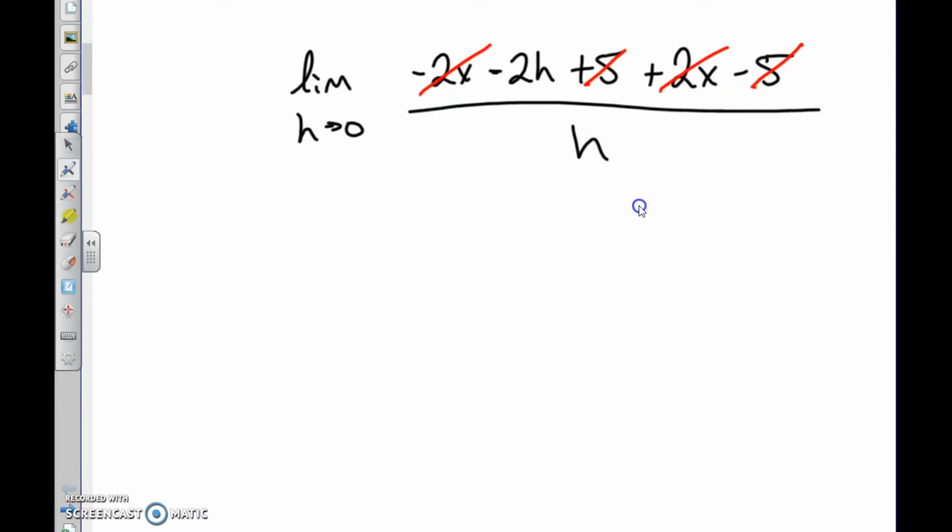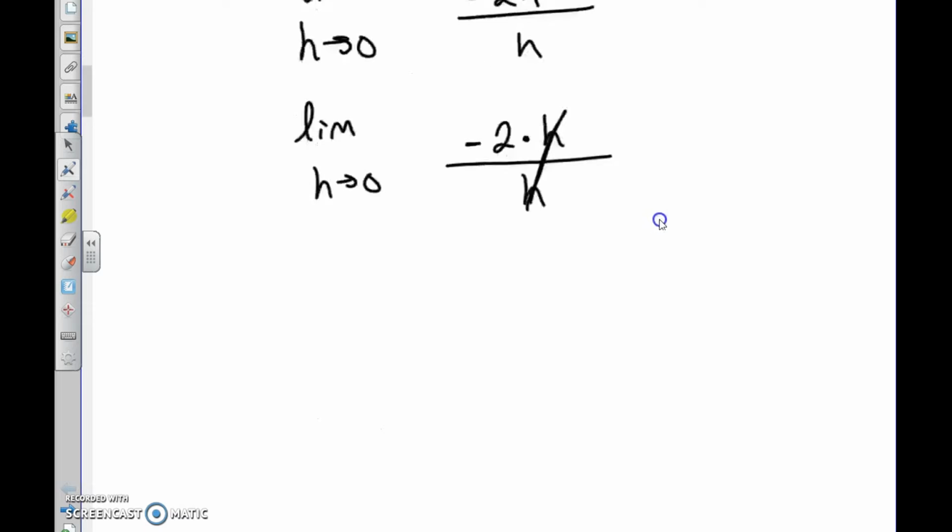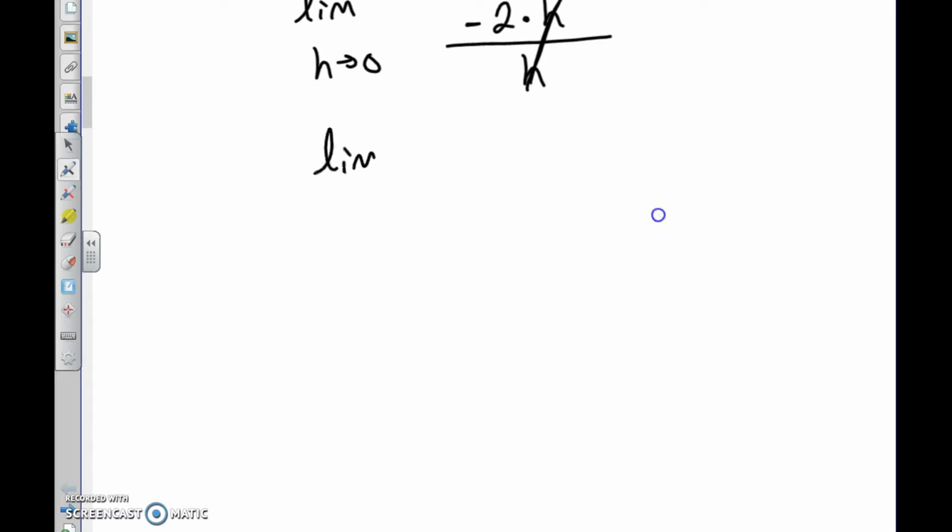Now if I write this equation after I simplify, we would have the limit as h approaches 0 of negative 2h all over h. And since there's an h in every term, we know that we can factor it out. Just to show what's happening, we have negative 2 times h all over h, and it's held together by multiplication, so the h's cancel each other out, which leaves us with the limit as h approaches 0 of negative 2.